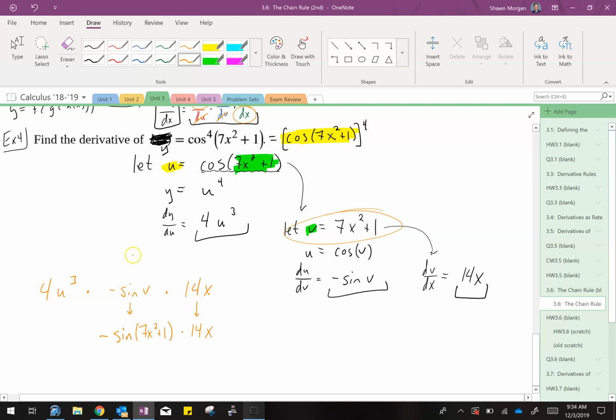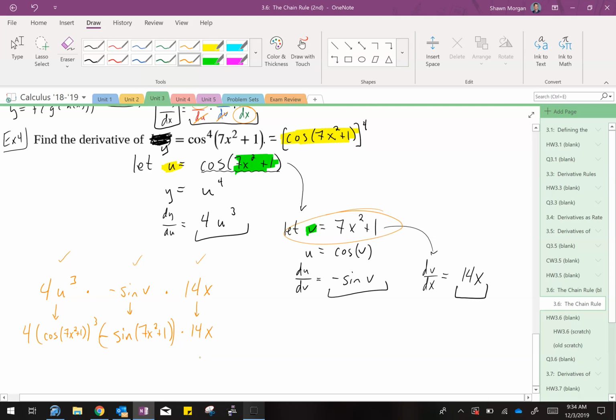So we got two of these guys now in terms of x. Now we just need to worry about this last one, 4u cubed. What's u the same thing as? Cosine of 7x squared plus 1. And so now we got all three of those in terms of x being multiplied together.